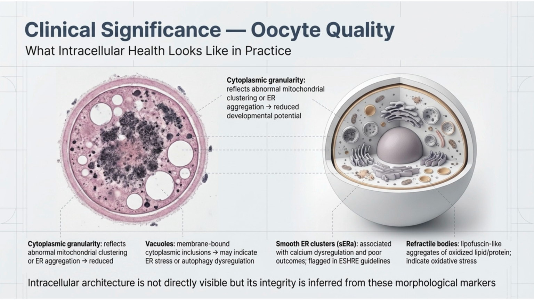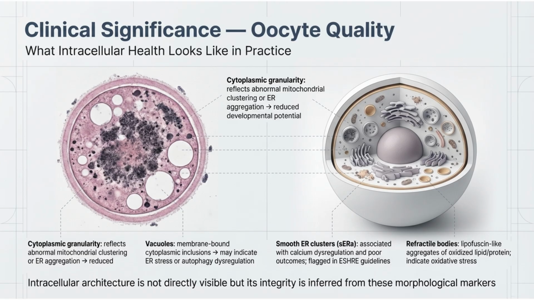Clinical embryology is fundamentally an exercise in inference. We cannot directly visualize the intracellular architecture of a live oocyte, but we can read the morphological signals that the cell presents to us and interpret them through the lens of cell biology. This slide maps the major oocyte dysmorphisms to their likely intracellular origins.